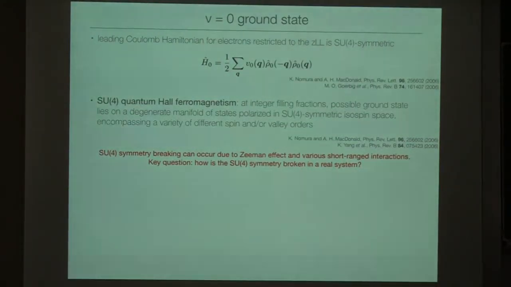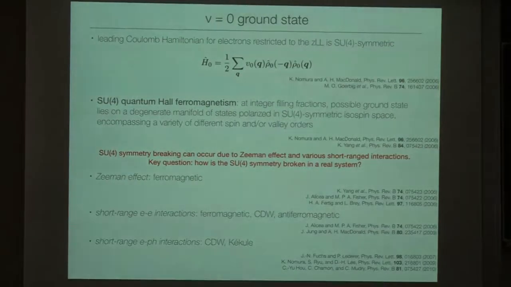And this SU(4) symmetry can be broken, for example, at the single particle level by the Zeeman effect, or can also be broken by various short-range interactions. The key question is, how is this symmetry really broken in these systems? If the Zeeman effect dominates, then the ground state is typically spin polarized, while if short-range interactions are taken into account, you can get a variety of different types of ground states.